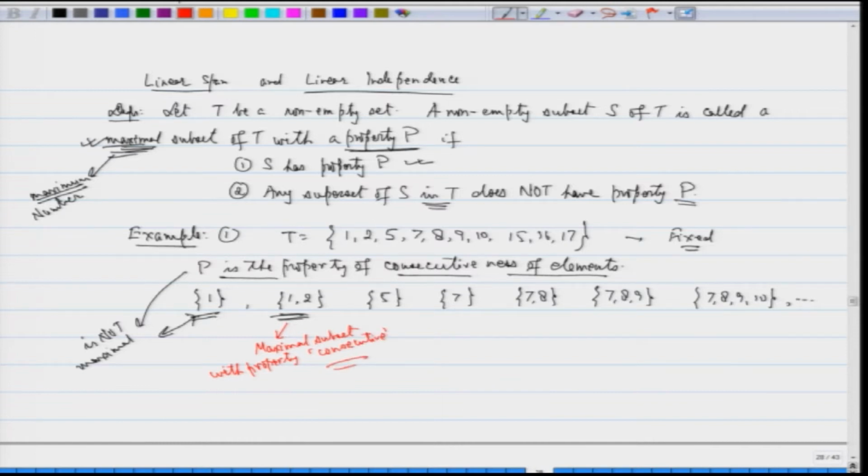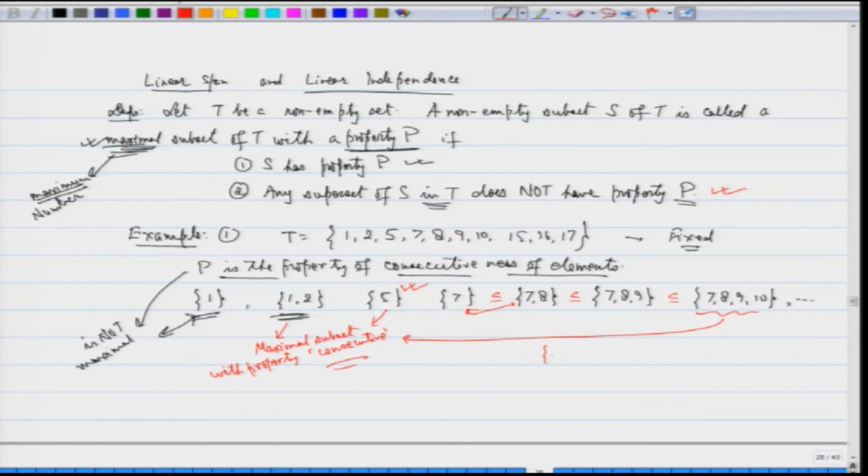Fine. Similarly, 5 is there, there is no problem with 5 because I cannot adjoin any element from T so that the property is kept. Any superset of S in T does not have property P. If I want to make it consecutive, then I need to add 6 to it. 6 is not there in T. Therefore, this singleton 5 is also a maximal subset with property consecutiveness. Fine. 7 is not, because with 7 I can adjoin 8, then 7, 8, 9. So the second part is lost. Again, I can join more. But the set 7, 8, 9, 10 is maximal. In 7, 8, 9, 10, I cannot pick anything from T.